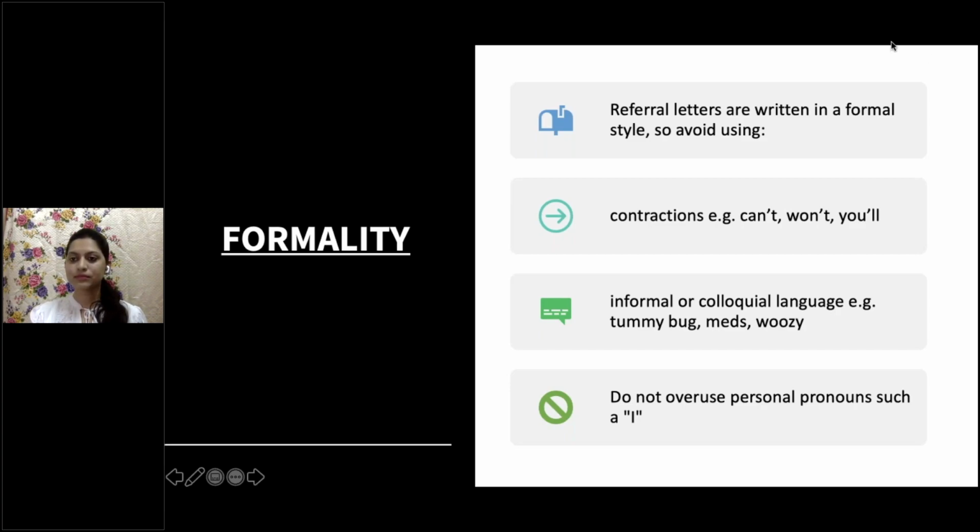Formality. In referral letters, please avoid using contractions like can't for cannot, won't for will not, and you'll. Informal or colloquial language should be avoided. For example, he has a bug, or he has a tummy pain, he's on some meds, he's feeling giddy. Words like that, please try to avoid. Do not overuse personal pronouns such as I.